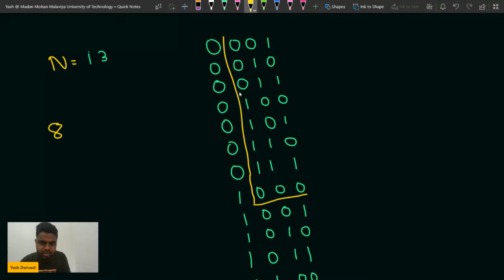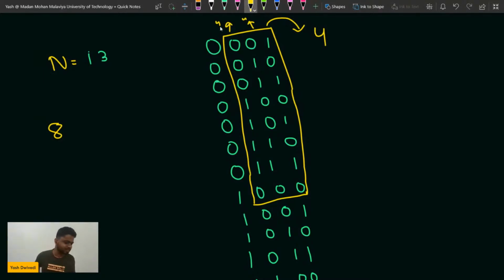So I'm just bifurcating this part. Okay, so you can see here in this part how many bits are set. You can directly see that 4 bits are set here, then 4 bits are set here, 4 bits are set here. At how many places are the bits set? Can anybody tell me?